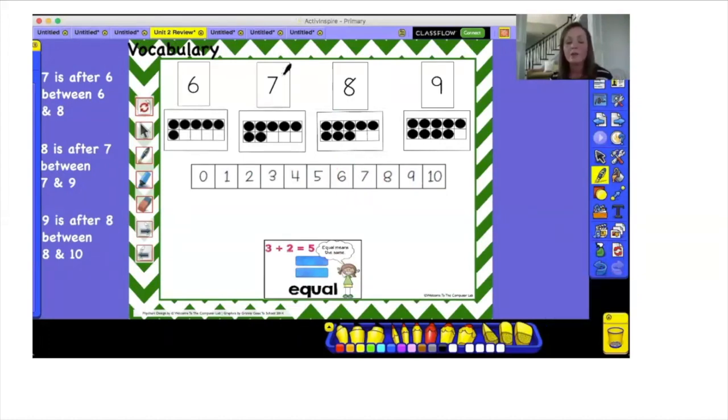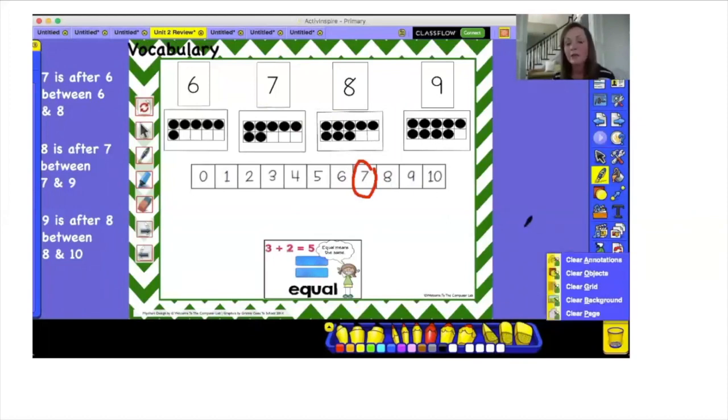We know that 6 comes after 5 and before 7. When we look at the number 7, we know that on our 10 frame, we have the top row full. So that's 5, and then 2 more. So it's 5, 6, 7. And when we're counting or we look at our number path, here is 7, and 7 is 1 more than 6 and 1 less than 8. 7 comes after 6 and before 8.